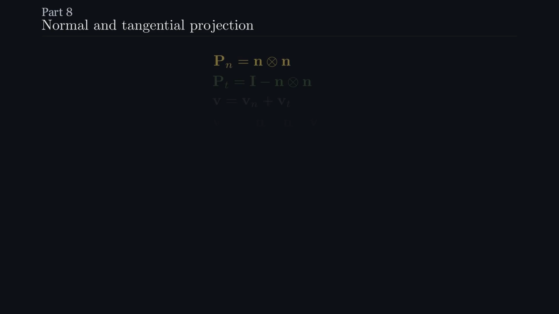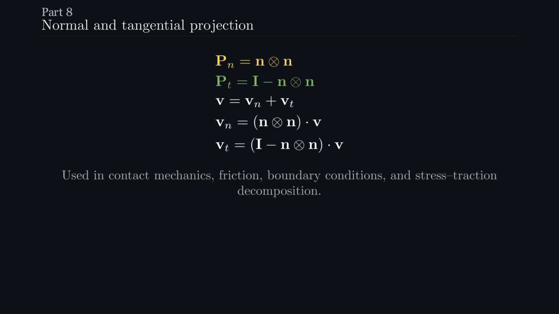A plane with unit normal n has a normal projector, n tensor n. The tangential projector is the identity minus n tensor n. These two projectors split any vector into normal and tangential parts. This is used directly in contact mechanics, friction, boundary conditions, and traction decomposition.